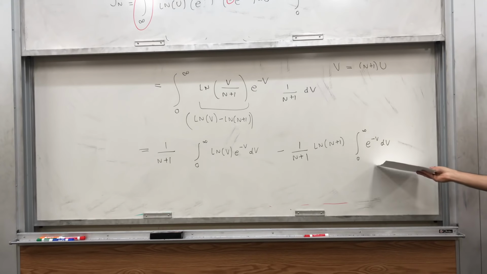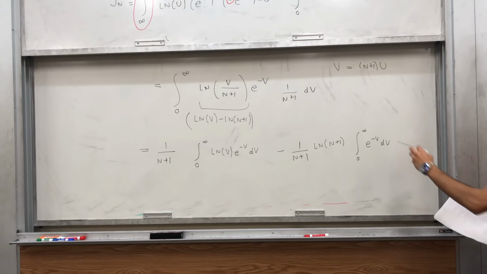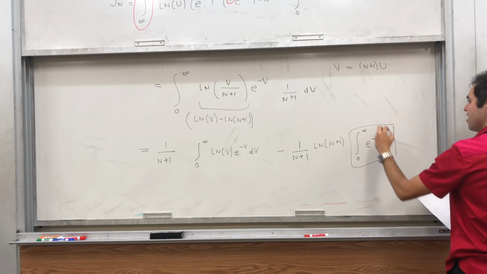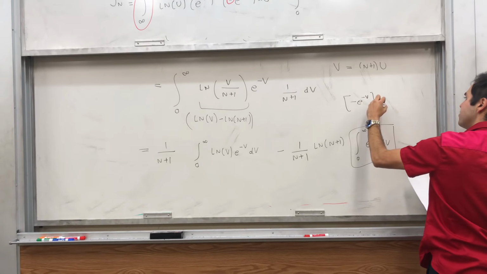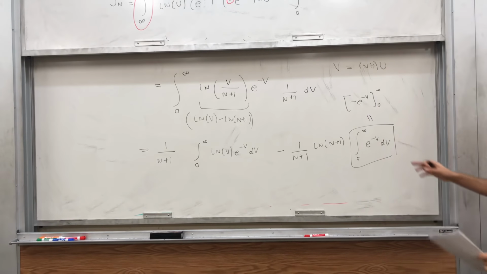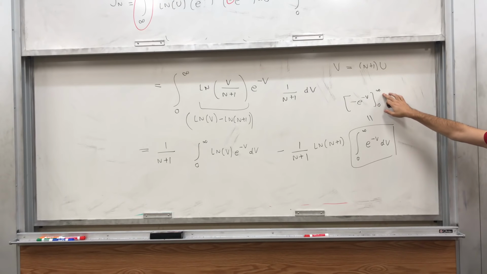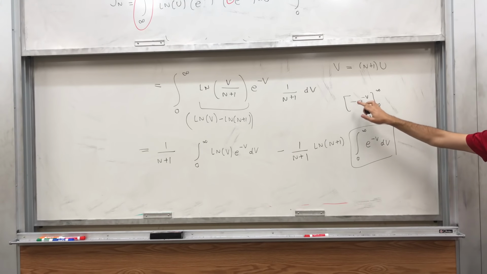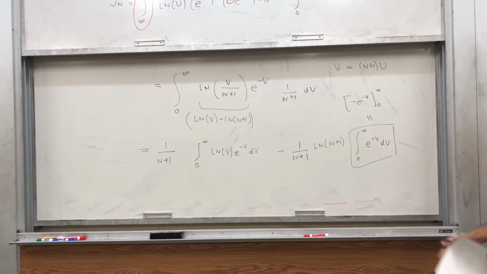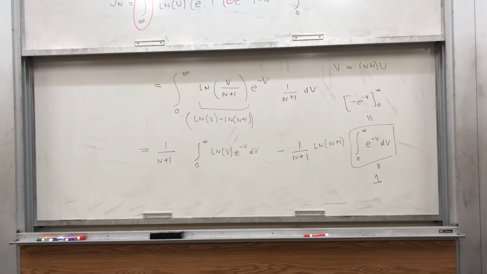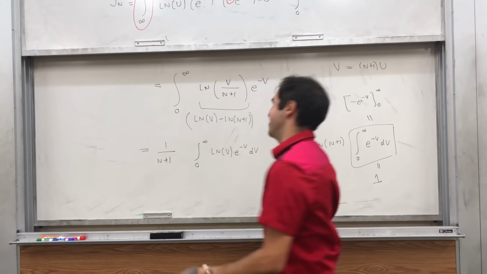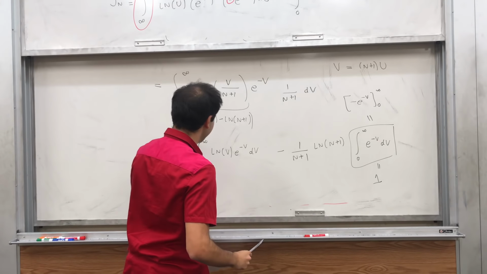Let's deal with this term first, because it's much easier. This thing, it's the antiderivative, it's e^(-v) from 0 to infinity. e^(-infinity) is 0. Minus minus, it's plus. e^0 is 1. So this term is just equal to 1. Then this term, aha, very interesting.